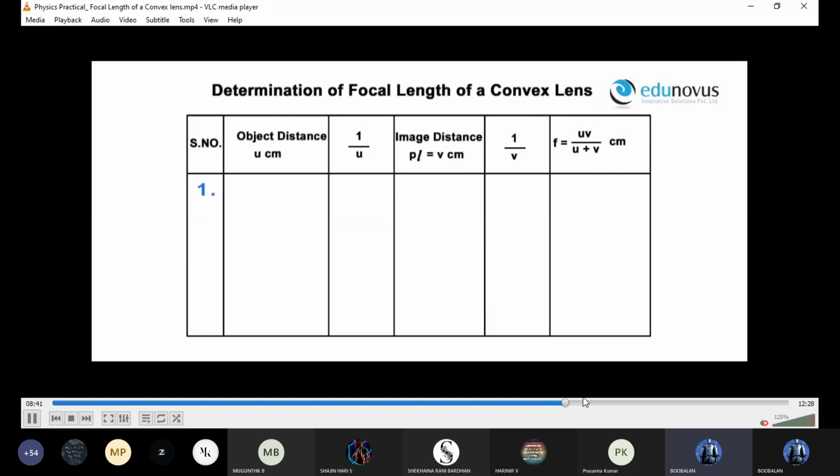Here is a very simple table: object distance U, image distance V. Next, the U, V formula, using the sign convention also. For a convex lens, what is the focal length, positive or negative? The convex lens focal length value is positive, so we'll get a positive value. After that, you want to draw the graph also based on U and V.